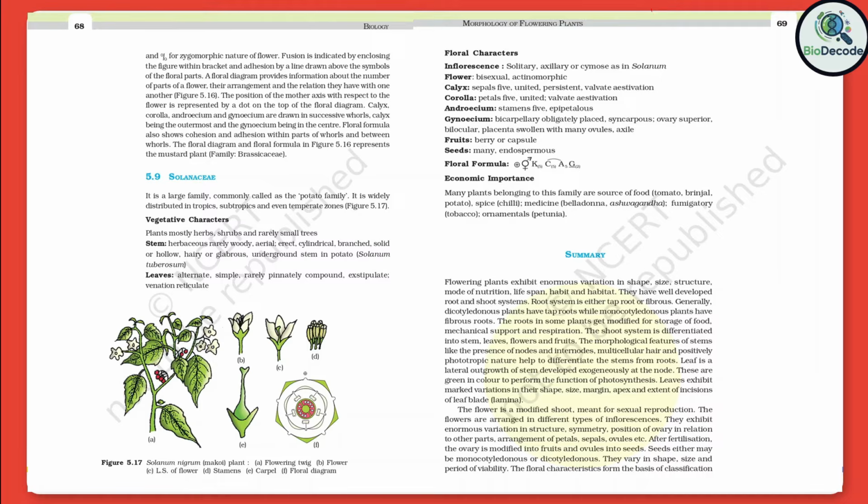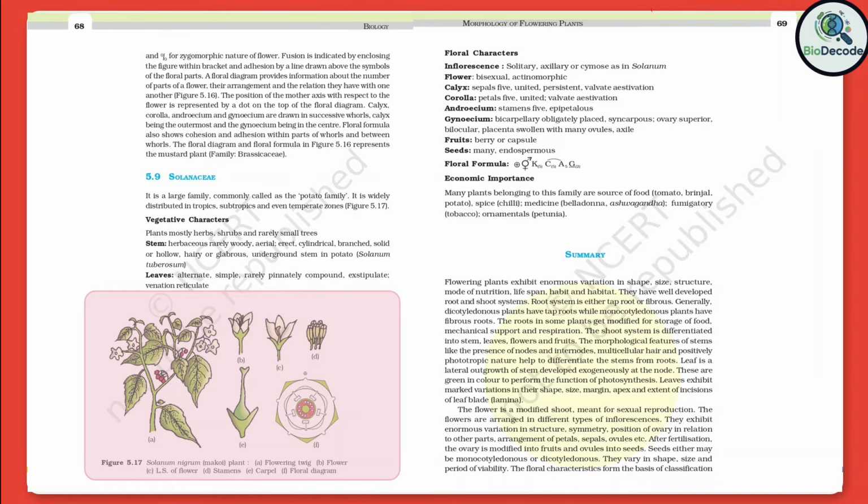Figure 5.17. Solanum nigrum, makoi plant. This composite figure shows various parts of Solanum nigrum. A. Flowering twig, the stem with leaves and axillary flowers. B. Flower, bisexual and actinomorphic. C. Longitudinal section of flower, showing ovary, style, and stamens.